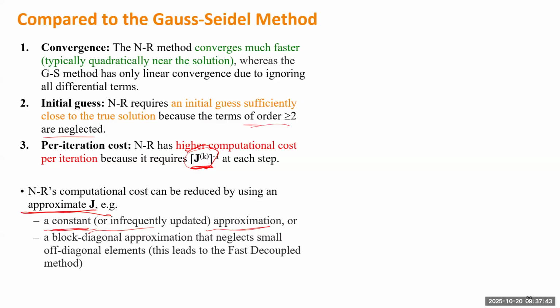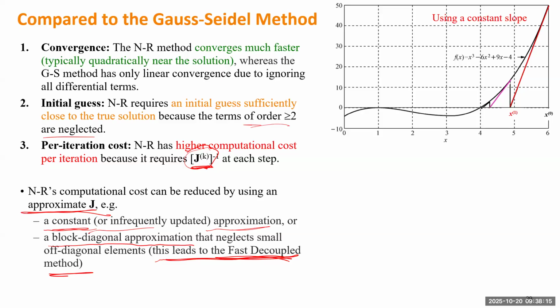So another idea is we can have a block diagonal approximation, which means we ignore some items in the Jacobian which are not important, or small. So this directly leads to another method we'll talk about at the end of this session, which is the fast decoupled method. It is one type of Newton-Raphson method, but it can be very fast. Definitely it may need a few more iterations, but for each iteration, the computation is very, very fast.